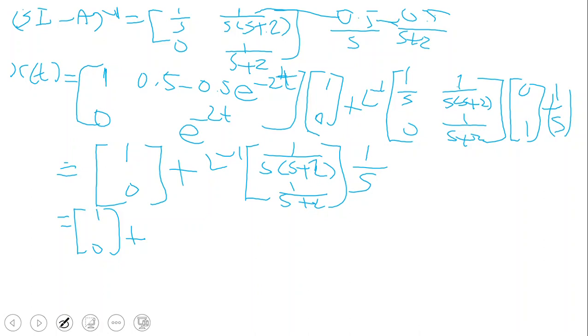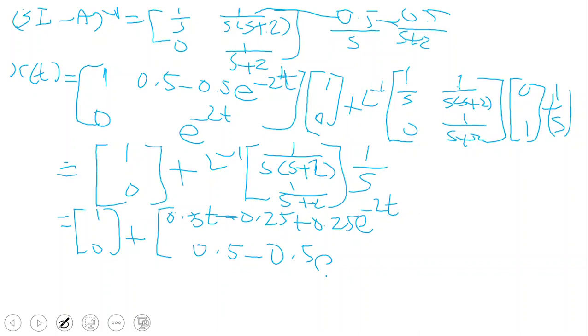Anyway, here 1 by s square into s plus 2. Therefore A by s square plus B by s plus C by s plus 2. The second one is 1 by s into s plus 2, so A by s plus B by s plus 2. That you have to take inverse Laplace transformation. After taking that inverse Laplace transformation, what you get is 0.5t minus 0.25 plus 0.25 into e to the power minus 2t. And here 1 by s into s plus 2, on inverse Laplace transformation after doing partial fraction, 0.5 minus 0.5 into e to the power minus 2t.